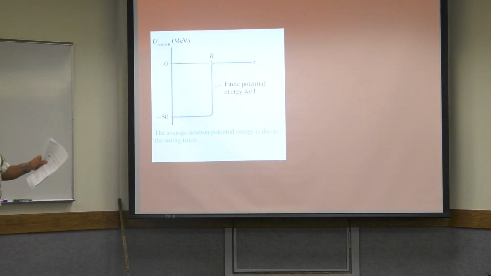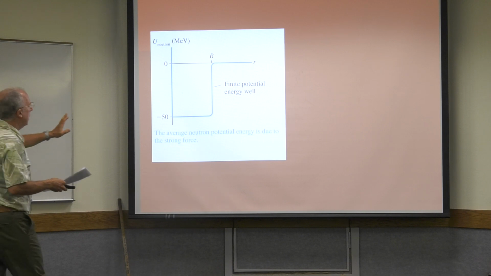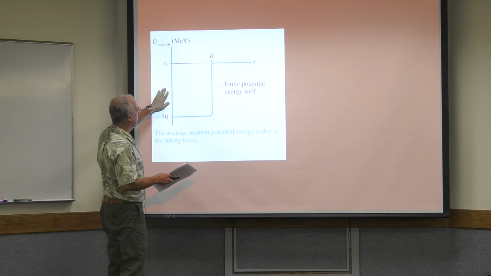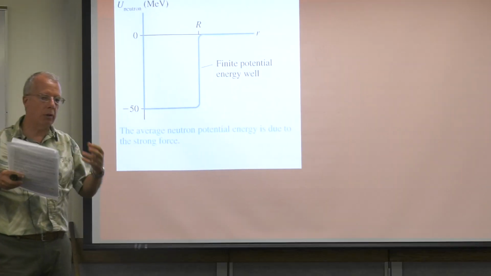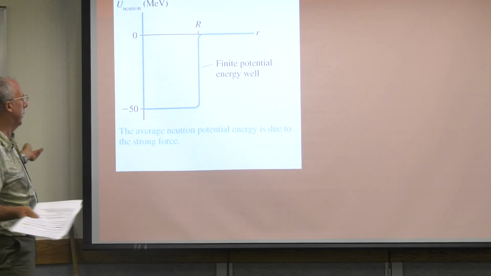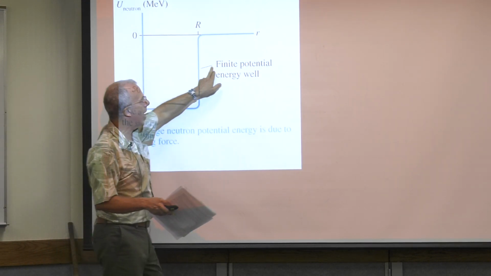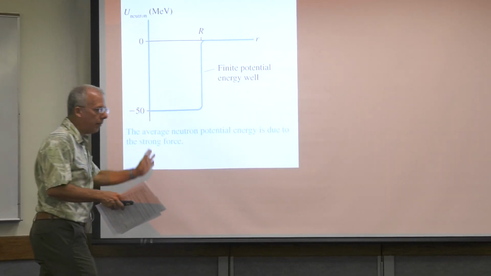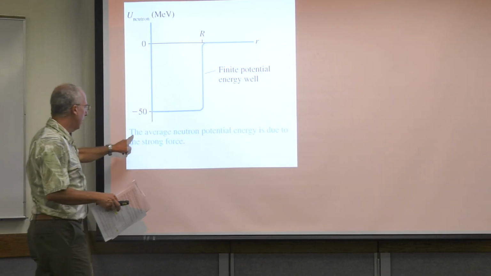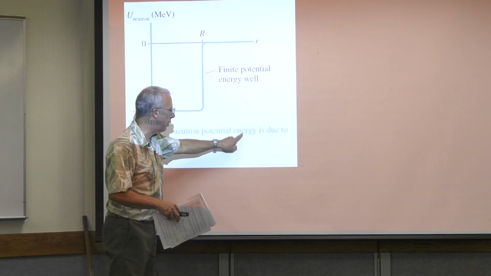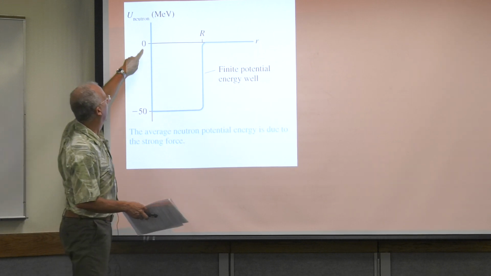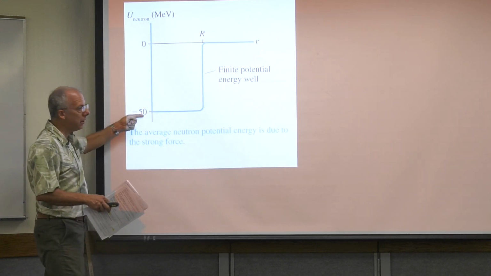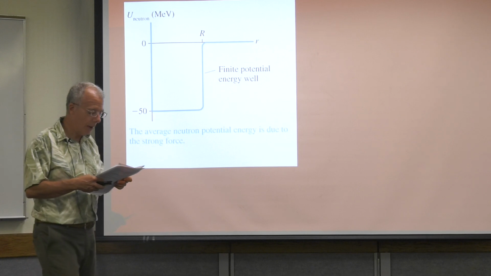Now we always say that the potential energy is negative for attractive forces. So this is the potential energy diagram for the neutron, right? Because the neutron attracts other neutrons, the neutron attracts other protons. So it's all negative. So here we have this finite potential energy well. We've talked about potential energy wells a long time ago. So the average neutron potential energy is due to the nuclear strong force. And again, notice it's millions of electron volts, not like chemistry.